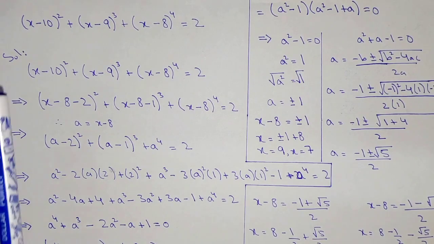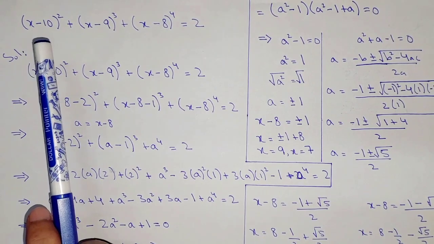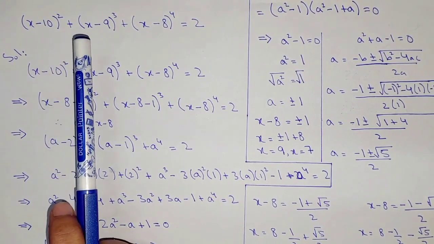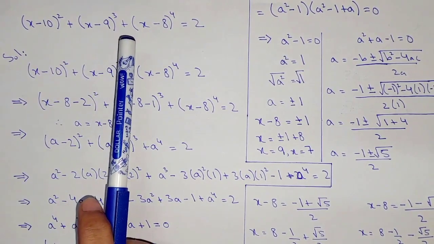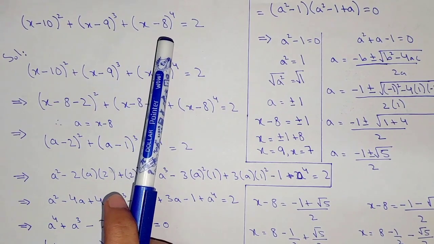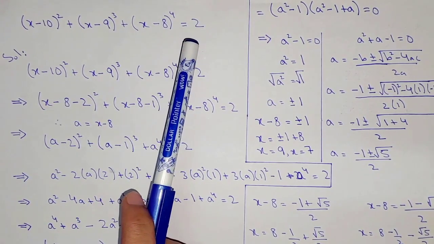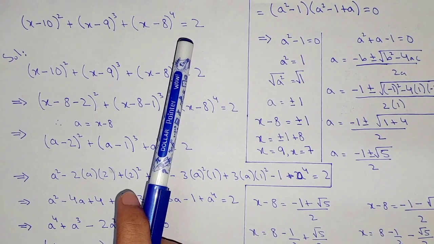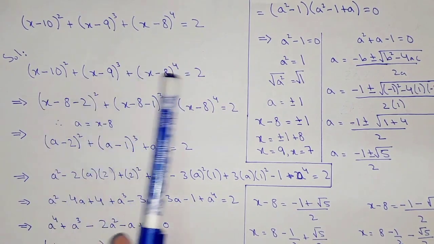In this video, we have the question: (x minus 10) whole square plus (x minus 9) whole cube plus (x minus 8) whole power 4 equal to 2. And we have to find the value of x. So this is the question.